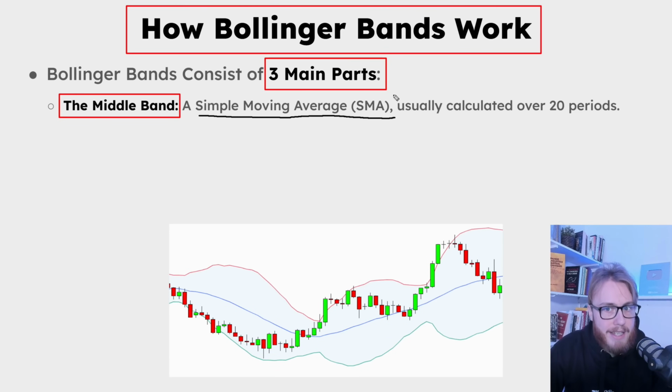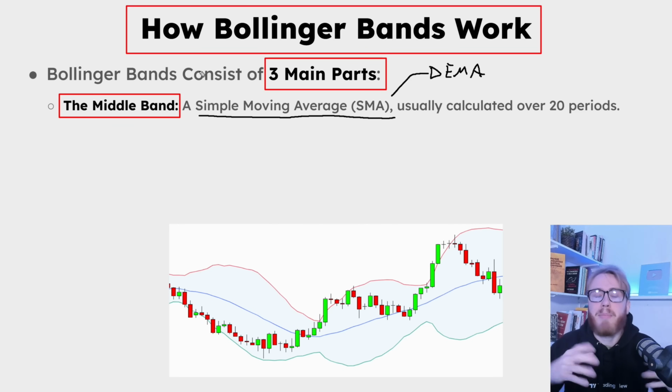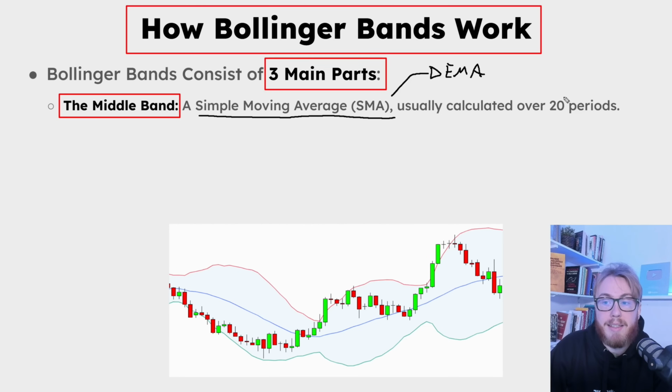In some cases we can actually change the setting, so in some cases we might have an EMA or even another type of moving average, and I will talk about that later on in this course. But for now, what you need to know is that the middle band is a moving average, and most of the times it's a simple moving average, and the period is often 20.